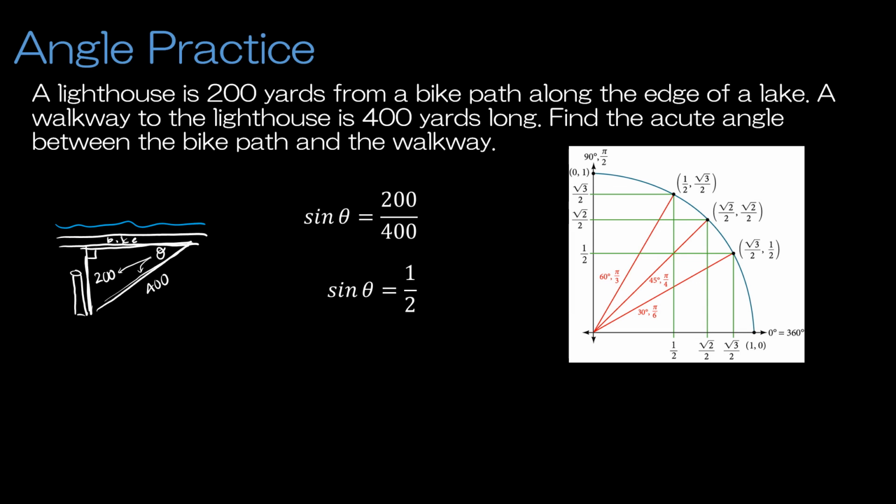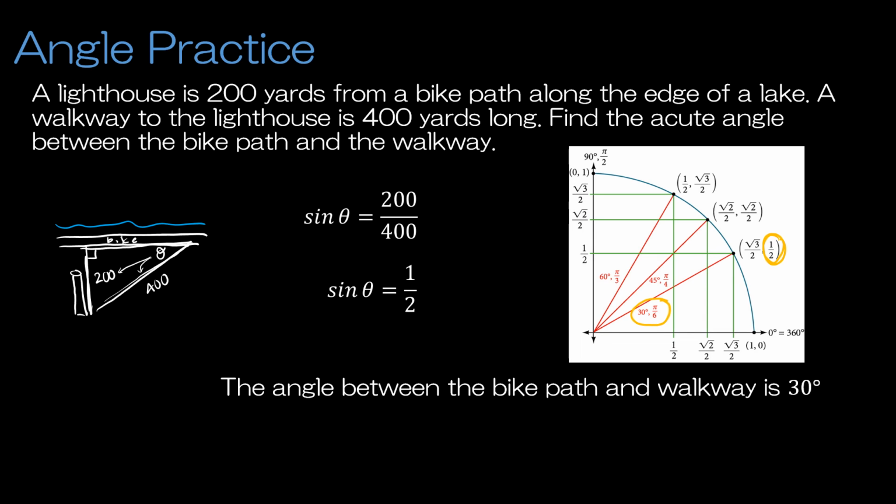Remember, sine is the y value. Where is sine equal to 1/2? It's right here at 30 degrees, or pi over 6. And so that's my solution, is 30 degrees. Now, yes, there is a better way to do that on your calculator. We haven't gotten to that point yet, so for now, we're just going to use the unit circle.